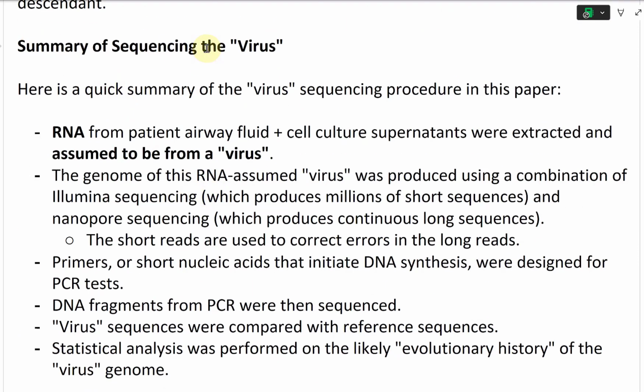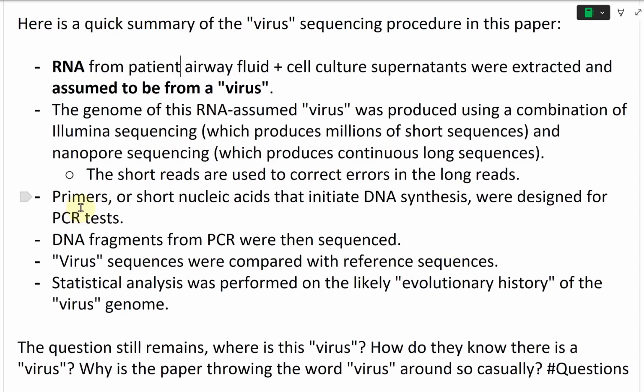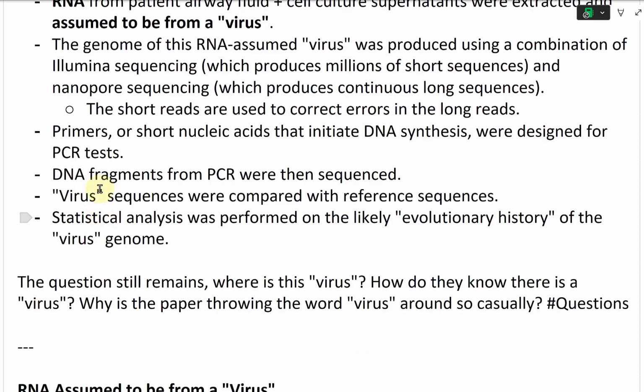And let's go over a summary of sequencing the, quote, virus. So here's a quick summary of the, quote, virus sequencing procedure in this paper. RNA from patient airway fluid plus cell culture supernatants were extracted and assumed to be from a, quote, virus. The genome of this RNA assumed, quote, virus was produced using a combination of Illumina sequencing, which produces millions of short sequences, and Nanopore sequencing, which produces continuous long sequences. The short reads are used to correct errors in the long reads. And primers, or short nucleic acids that initiate DNA synthesis, were designed for PCR tests. And then DNA fragments from PCR were sequenced.